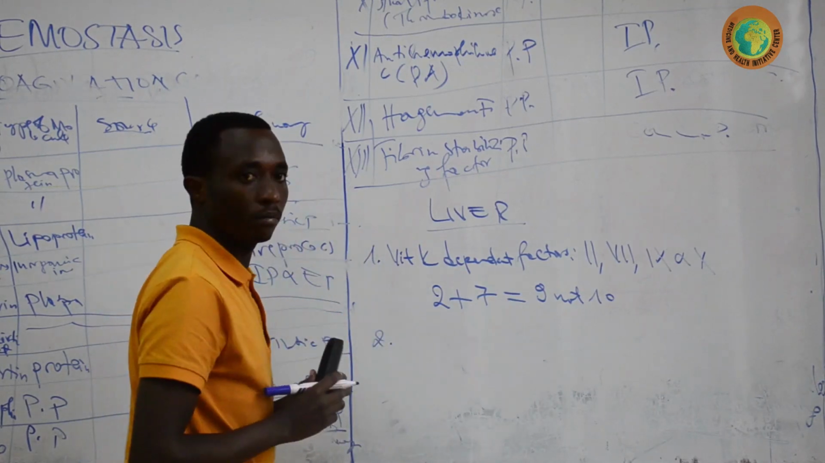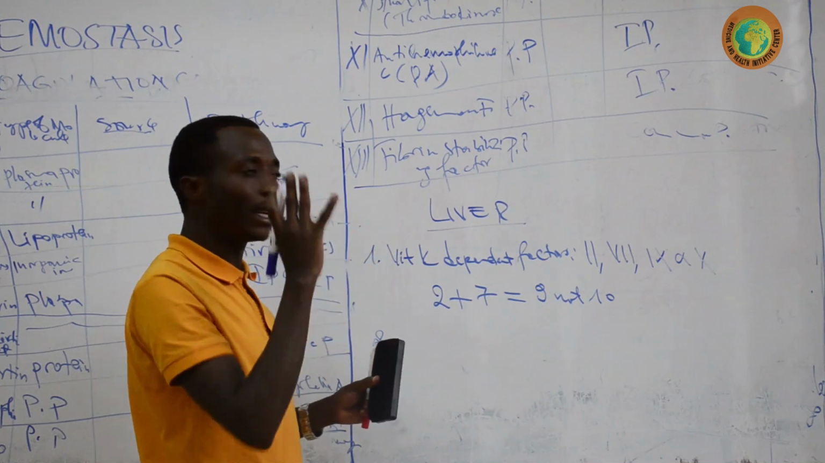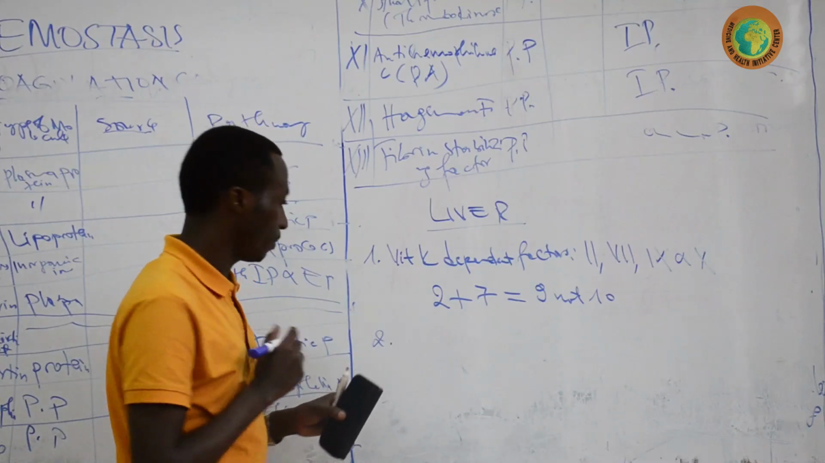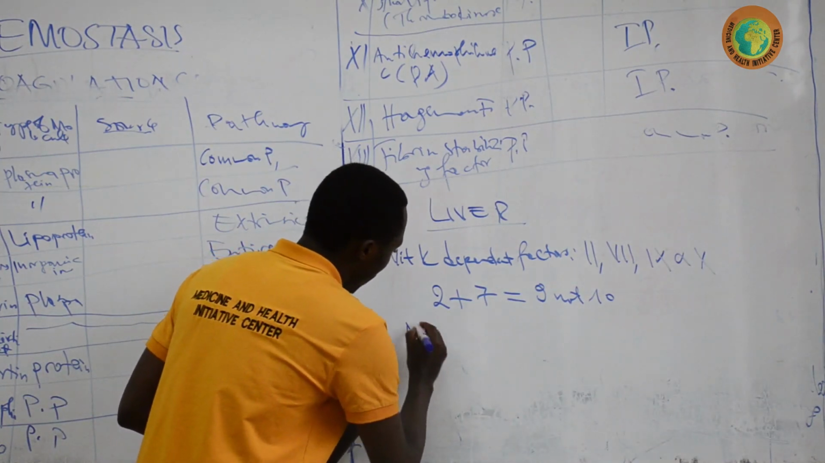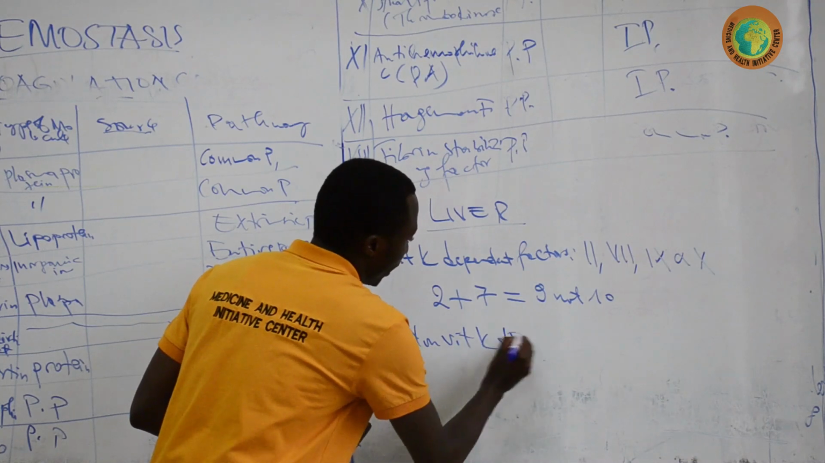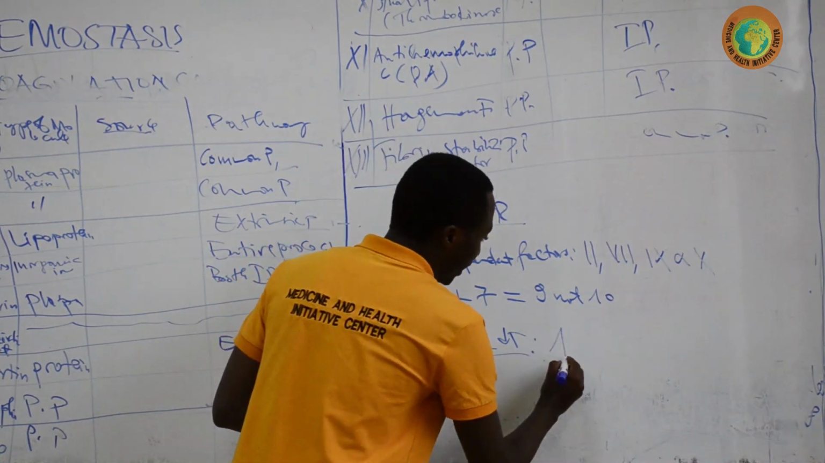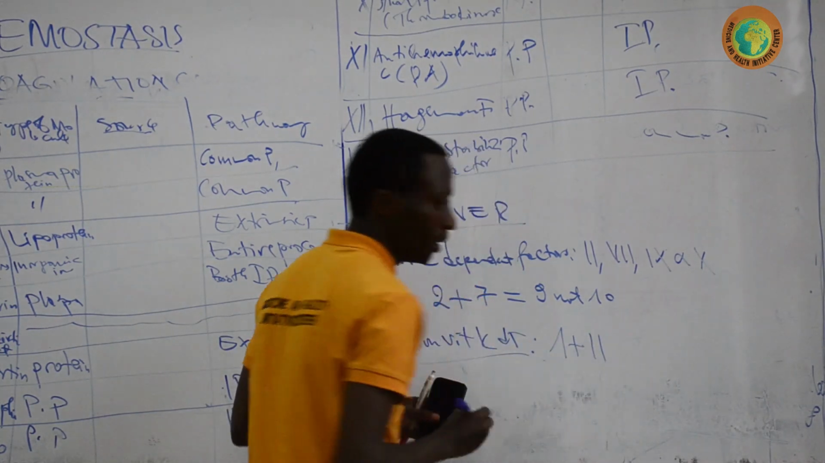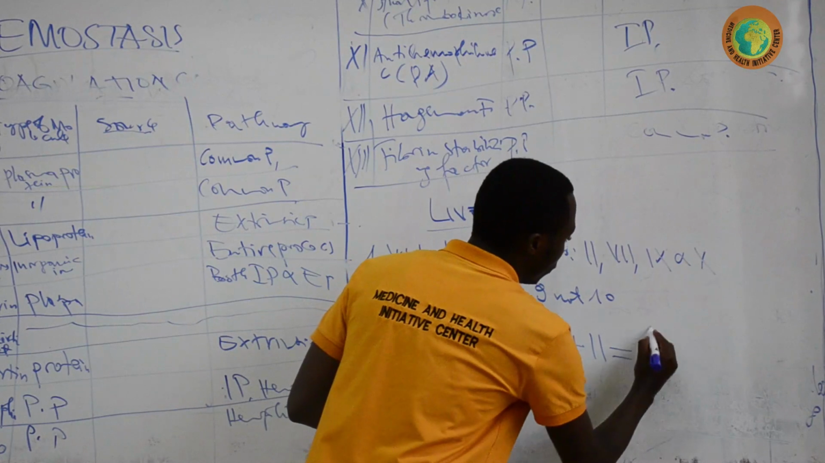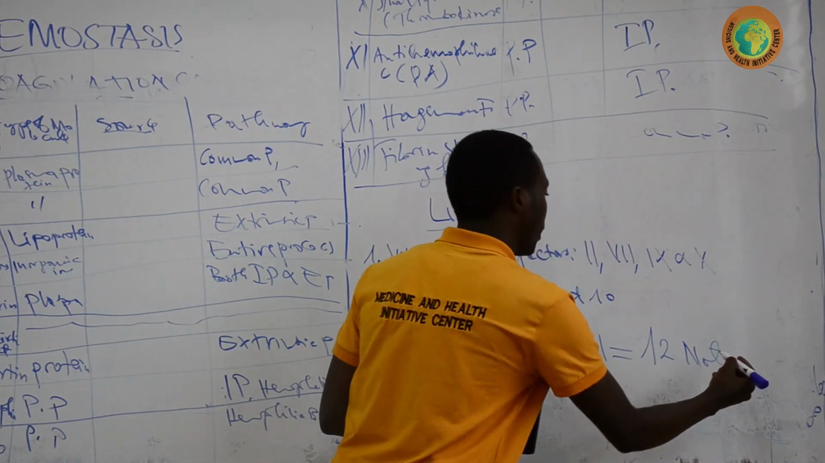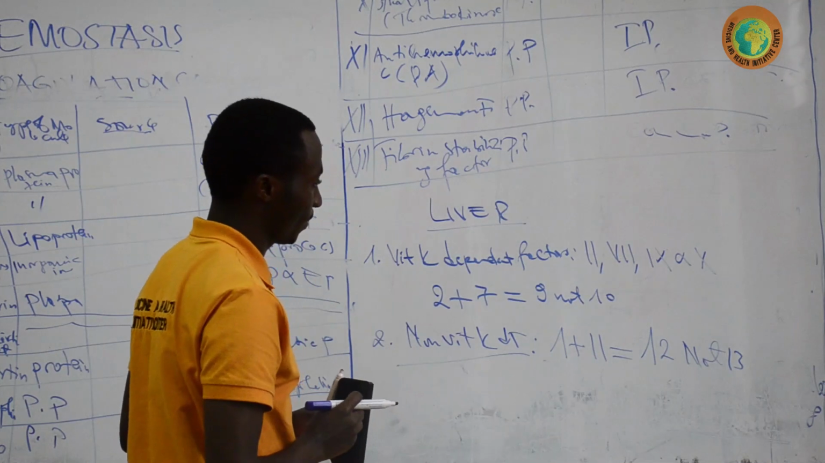Second, there are other factors that are produced by the liver without depending on vitamin K. For the non-vitamin K dependent factors, use this formula: factor 1 plus factor 11 is equal to factor 12, not factor 13.